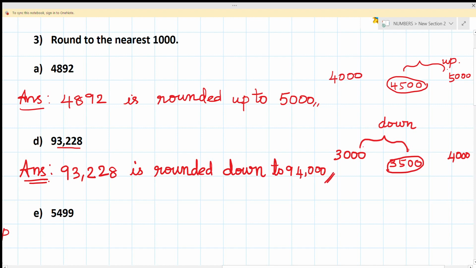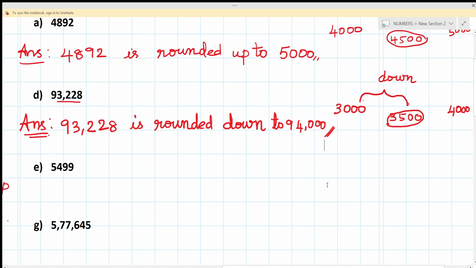This is the answer. Now we'll move to the next question. The given number is 5499. So here the nearest multiples are 5000 and 6000. And the mid number is 5500.